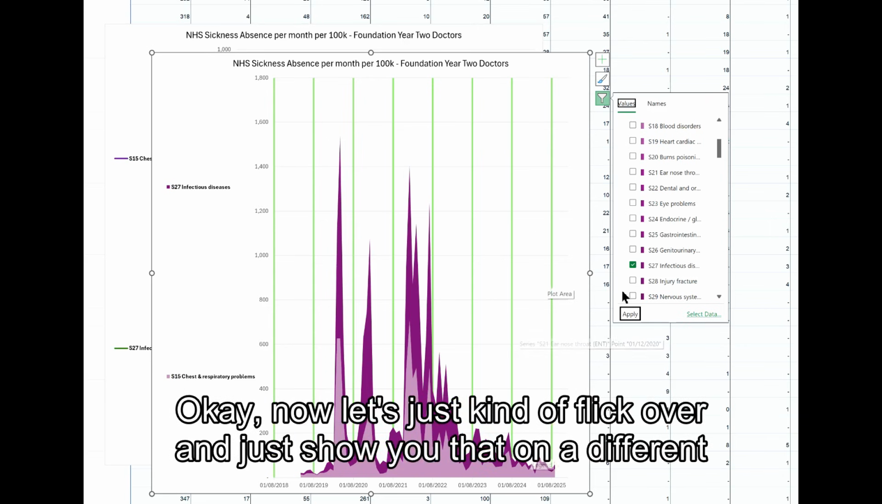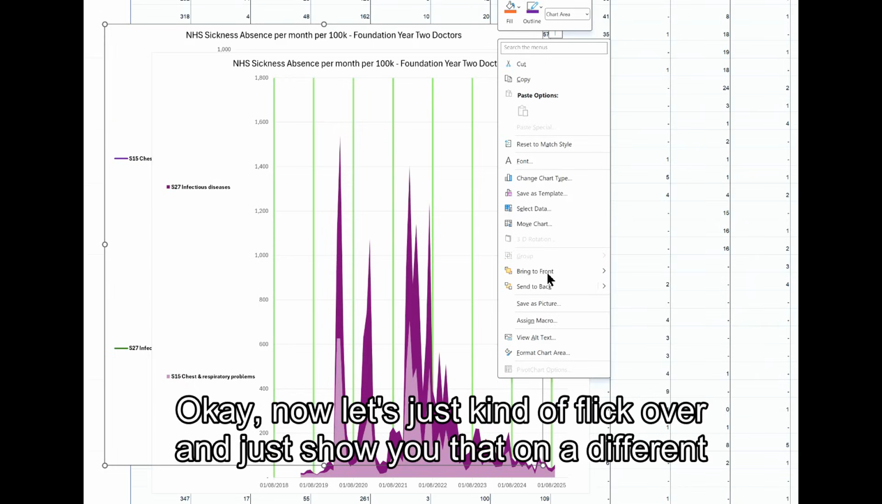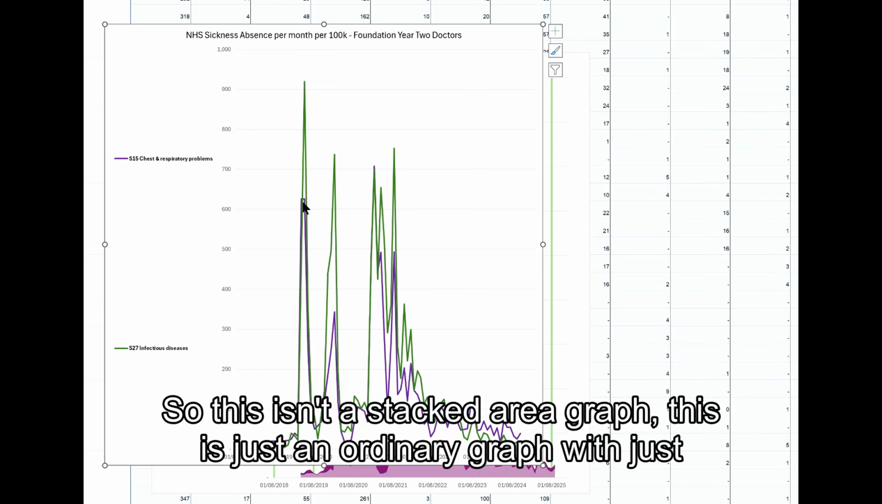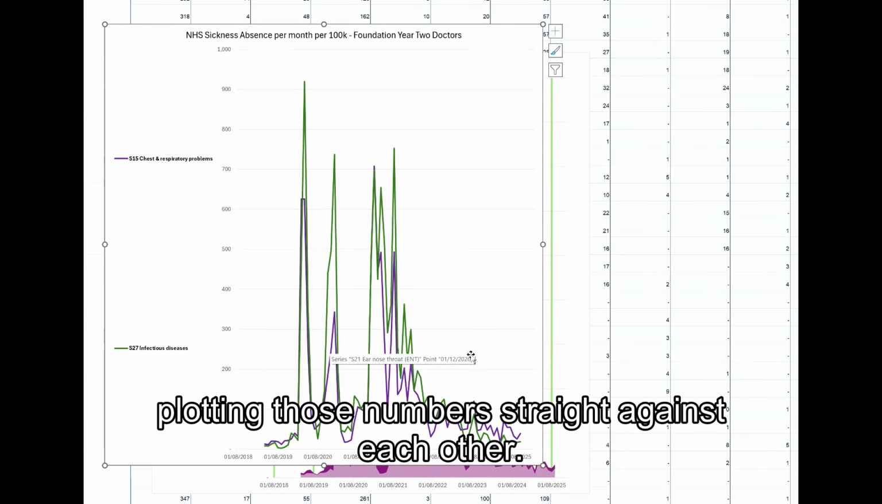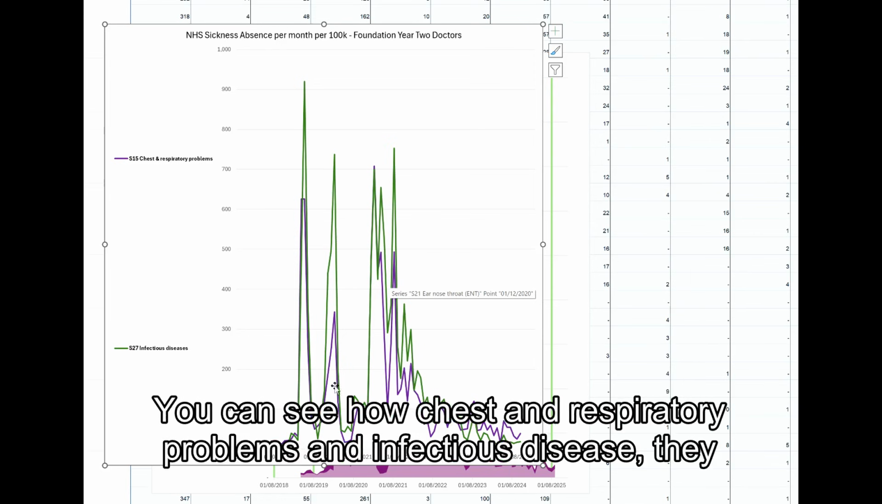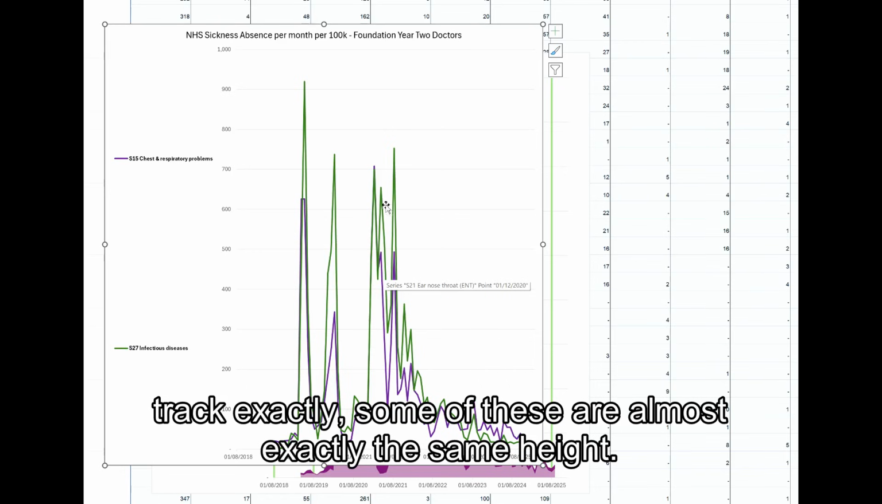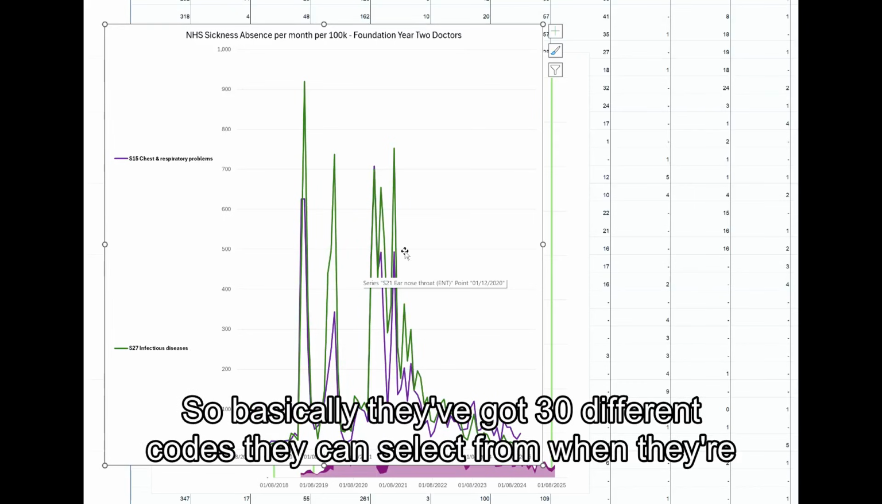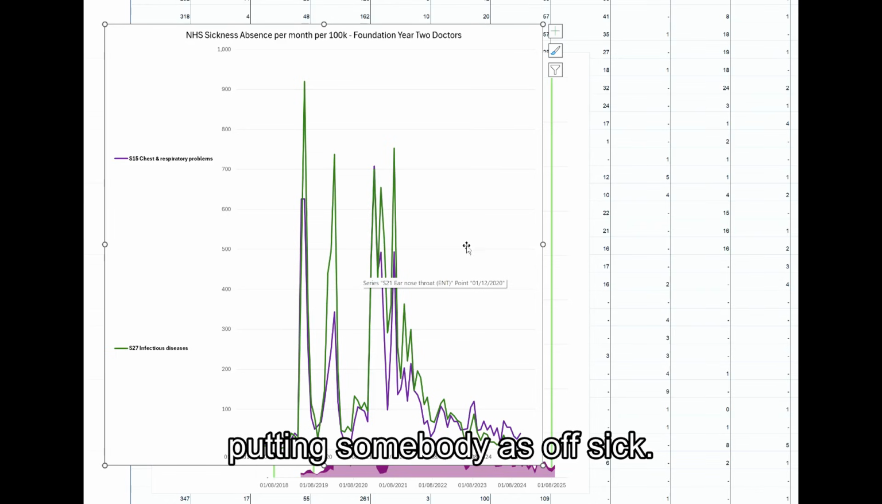Okay. Now let's flick over and show you that on a different style of chart. These are those 2 same lines. This isn't a stacked area graph. This is just an ordinary graph plotting those numbers straight against each other. You can see how chest and respiratory problems and infectious disease track exactly, almost exactly the same height, and the shape's constant. So basically, they've got 30 different codes they can select from when they're putting somebody as off sick.